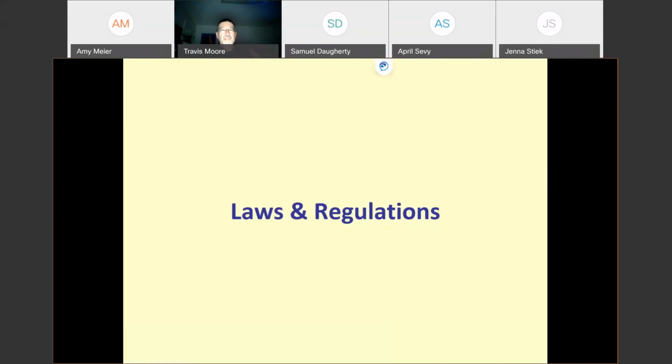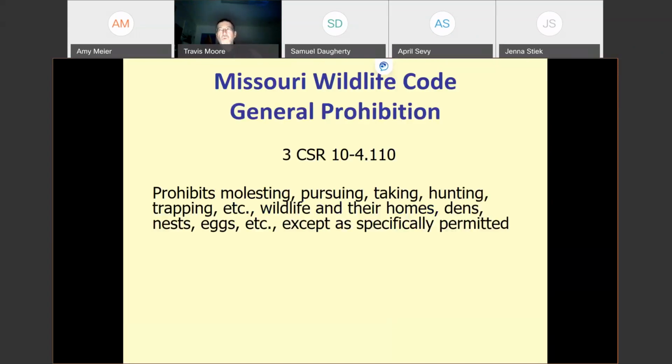The last little section that he had in here was talking a little bit about the laws and the regulations governing mussels. So if you're going out and you're going to do some sampling, there's a couple of things you need to keep in mind. In Missouri, our wildlife code says you can't do anything unless we tell you it's okay to do it. So you can't molest wildlife, and particular species in particular are protected.